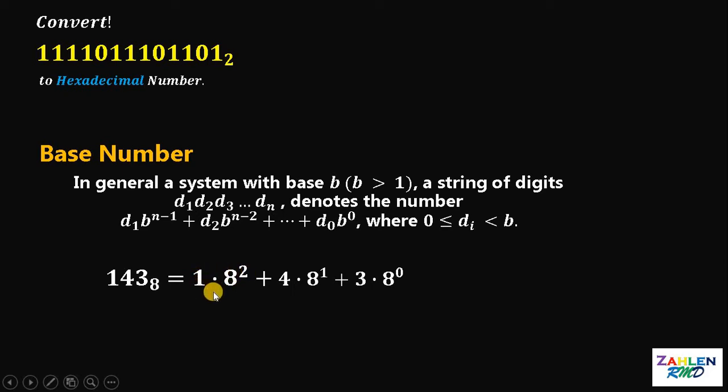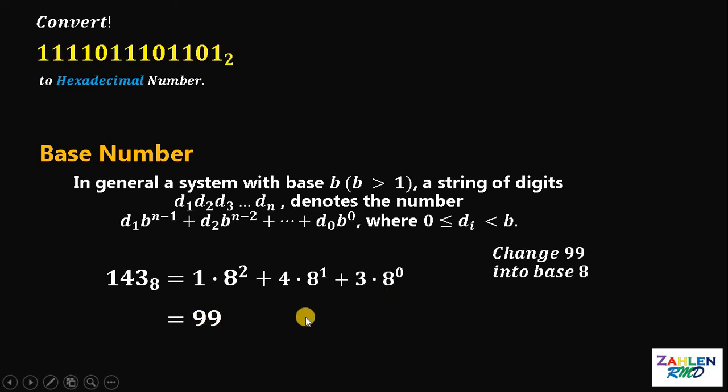Now, if we simplify this, 1 times 8 squared plus 4 times 8 plus 3 times 8 raised to 0, we get 99. This 99 now is in base 10. So, 143 in base 8 is equal to 99 in base 10. Now, another question is, how can we convert 99 in base 10 into base 8, going back to 143? Now, we have a simple trick to do that.